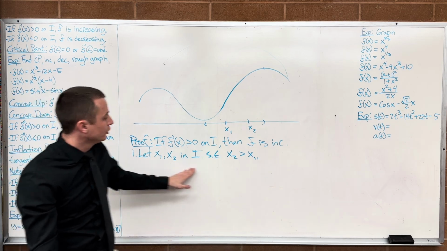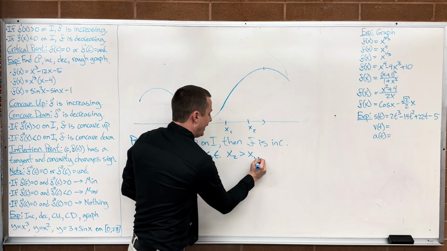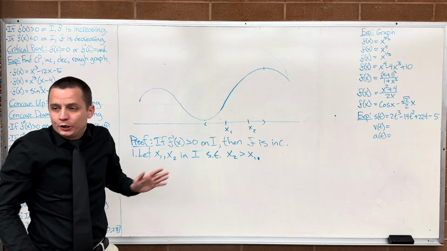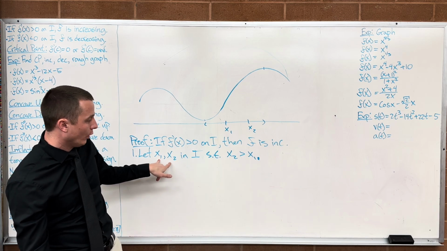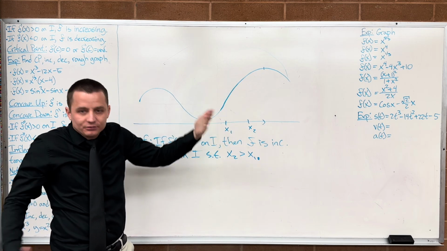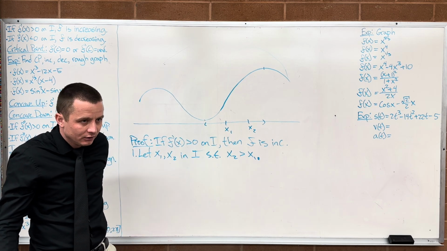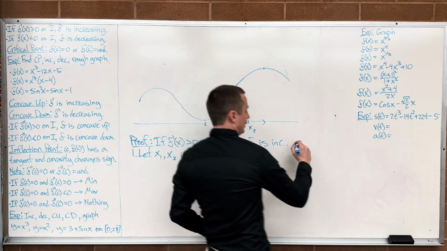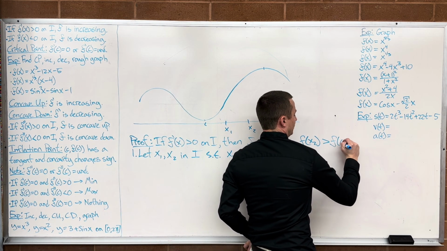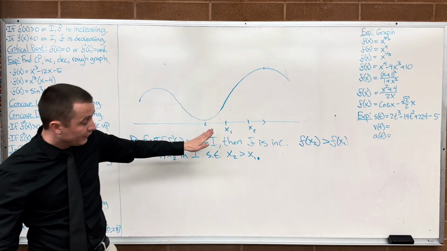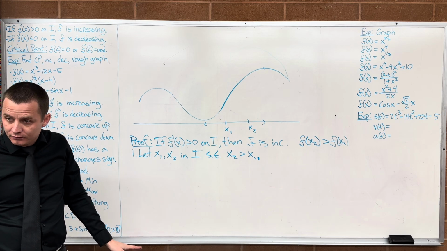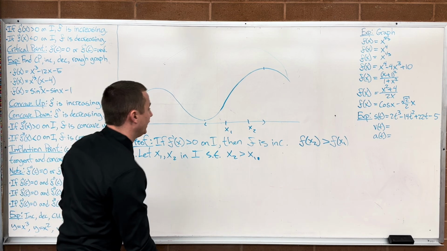Okay, what am I going to try and prove? I'm going to try and prove that f of x2 is greater than f of x1. That's what it means for a function to be increasing. If I grab 2 points, whichever one's further right better be higher up. So I'm trying to prove f of x2 is greater than f of x1, using the fact that the derivative is positive on this interval. You with me? Yeah. All right.